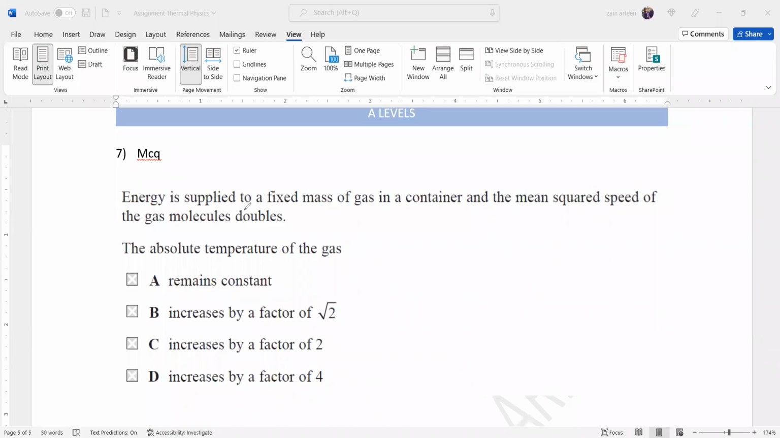In this question, energy is supplied to a fixed mass of a gas in a container. The mean square speed of the gas is doubled. What happened to the temperature? So what is the relation? We have the kinetic energy is proportional to temperature.